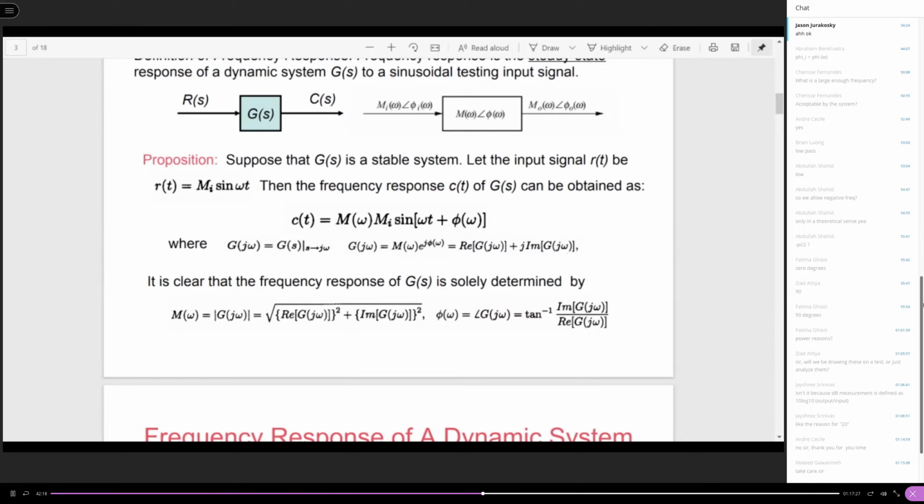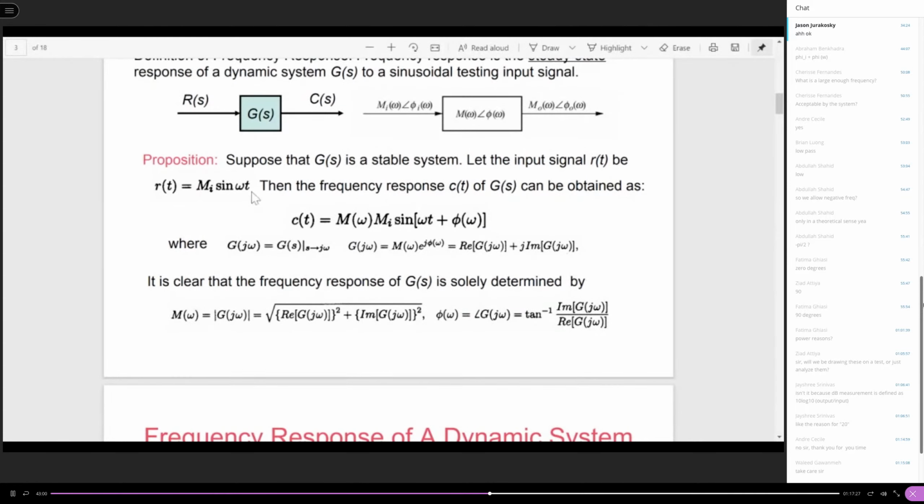So if you want to check phi o of omega, you just need to check phi of omega. That's good enough. And again, this phi of omega is information that we can derive from G of s, the system transfer function model. So in other words, you don't need to look at the output signal. You just need to look at the system's model itself. You can determine the capability of this system to respond to a certain frequency input testing signal. So if you check M of omega and phi of omega, good enough.